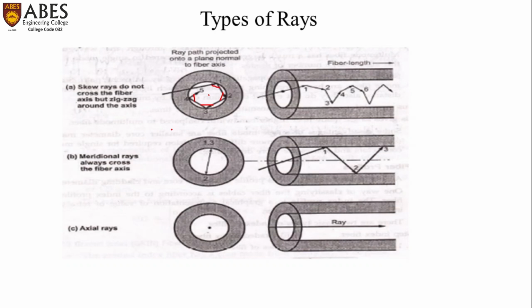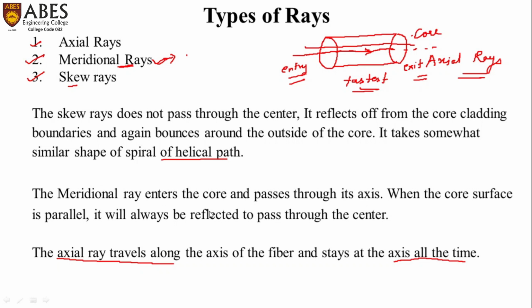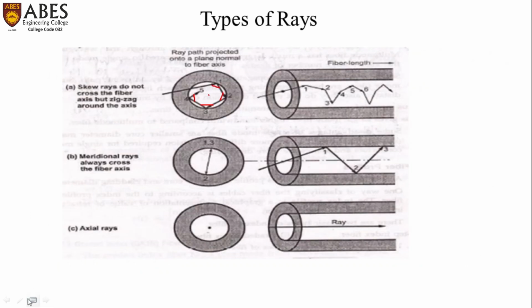It does not cross the fiber axis. And when we talk about meridional rays, the meridional ray enters the core and passes through the axis. When the core surface is parallel, it will be reflected to pass through the center. So here we can see in the figure that the meridional ray crosses the axis of the fiber. If this line is the axis of the fiber, the meridional ray crosses it. So this is the important difference between them. And if we try to see the major difference further, in skew rays multiple reflections occur, and due to these reflections the rays become smoothened compared to any other type of rays.